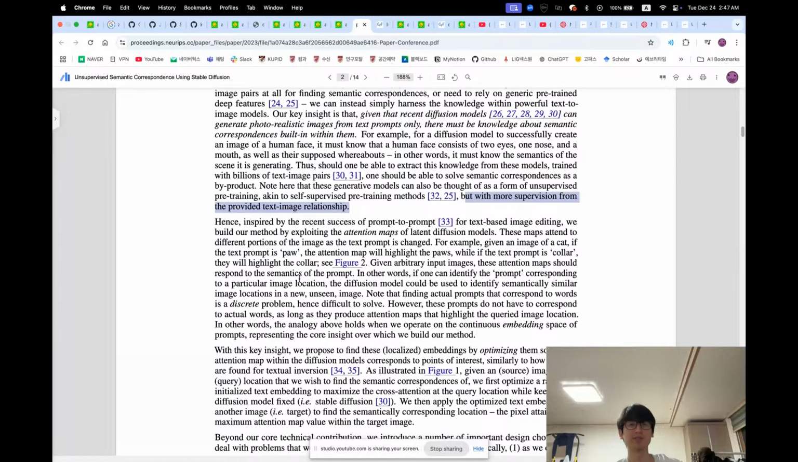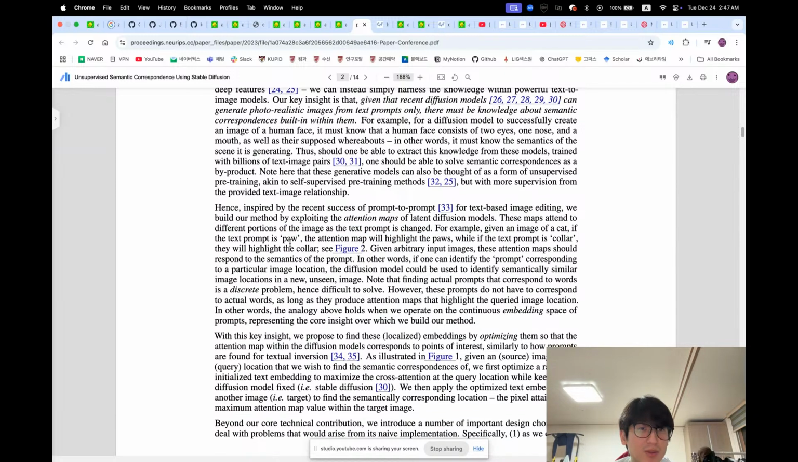Hence, inspired by the recent success of prompt-to-prompt for text-based image editing, we build our method by exploiting the attention maps of latent diffusion models. These maps attend to different portions of the image, and as the text prompt is changed, for example, given an image of a cat, if the text prompt is paw, the attention map will highlight the paws with a color. Given an arbitrary input image, these attention maps respond to the prompt; in other words, we can find the prompts from a particular location.